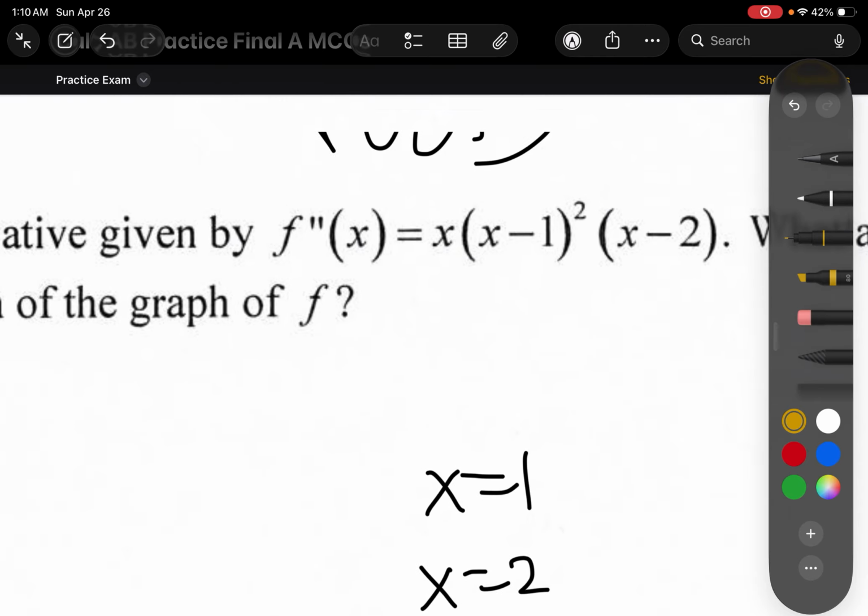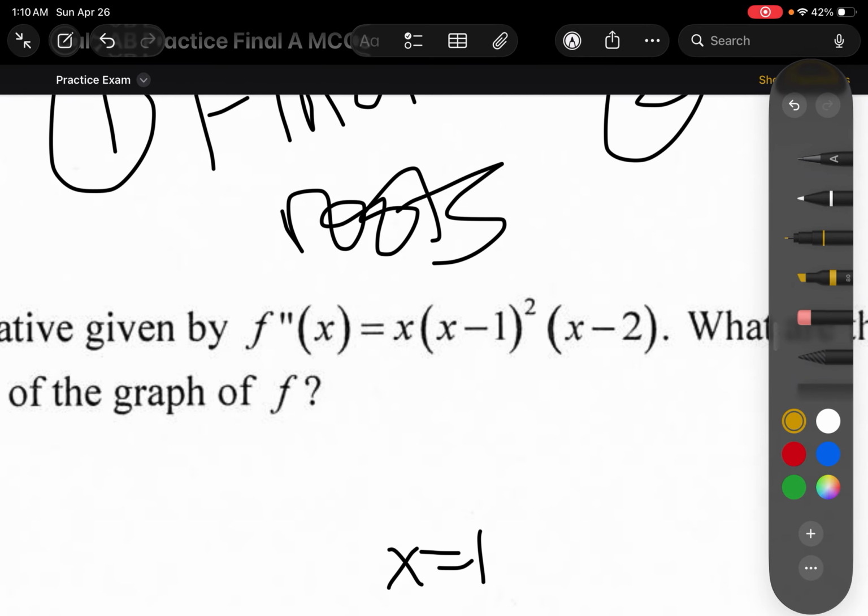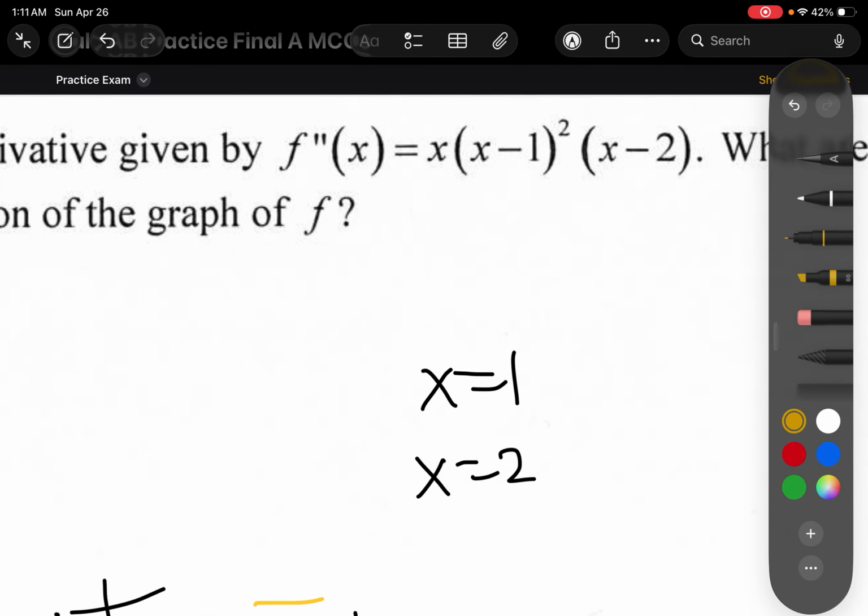How about from 1 to 2? Let's use 3/2. 3/2 is positive for x. 3/2 minus 1 is going to be 1/2, and 1/2 squared is going to be 1/4. So that's going to be positive. And 3/2 minus 2 is going to be negative 1/2, so that's going to be negative. Positive times negative is still going to be negative. So there's no sign change.